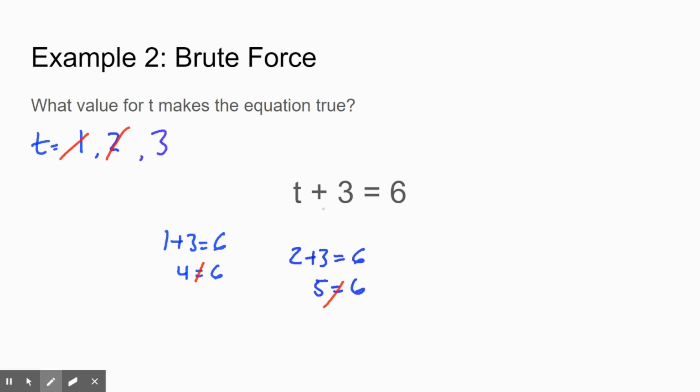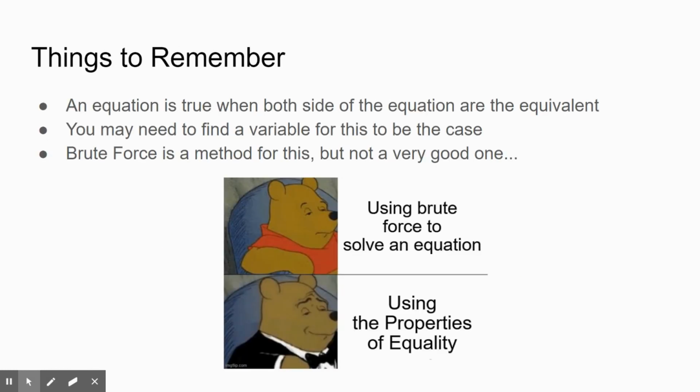Is the third time going to be a charm? 3 plus 3, does that equal 6? Absolutely. Who would have ever thunk that the third one would be the charm? It's almost like I did that intentionally. But this is kind of the idea of the brute force method. Sometimes you also call this guess and check, but it's not actually the best way to do this. There's an easier way to do this, though to be fair, you could probably look at this and figure it out in your head. So, things to remember about this video.